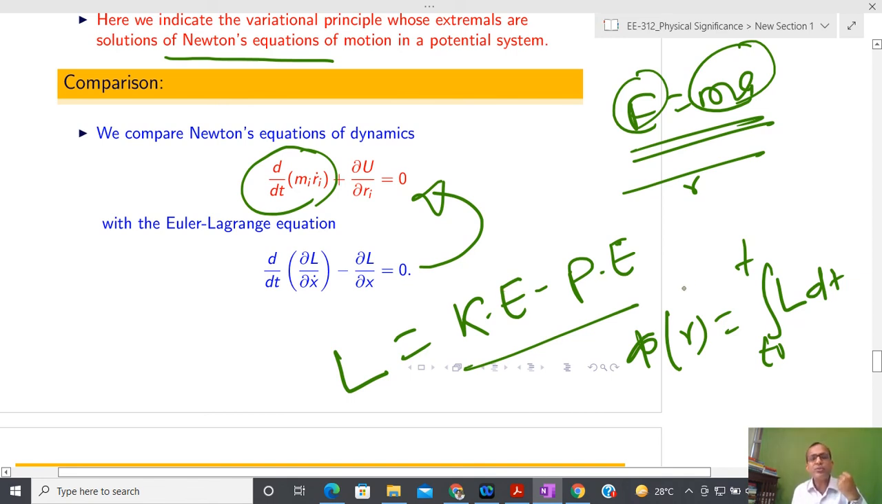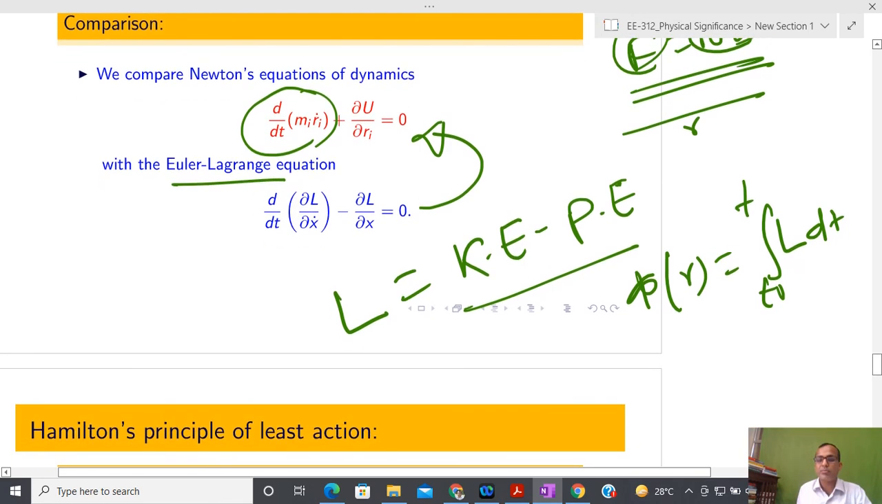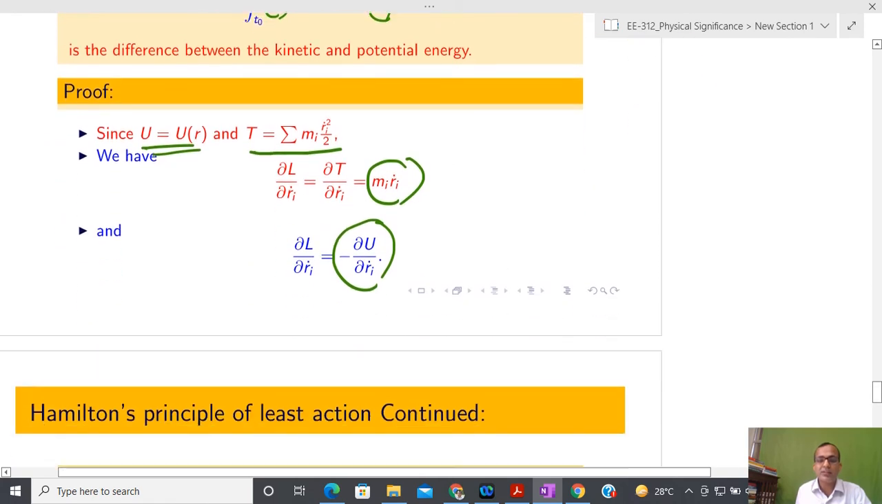Okay, you can use any coordinate system, because the Euler-Lagrange equation is also independent of the coordinate system.